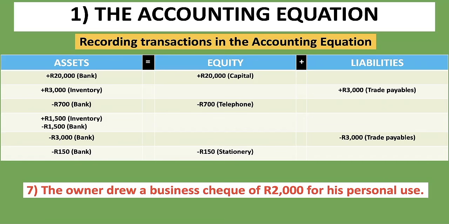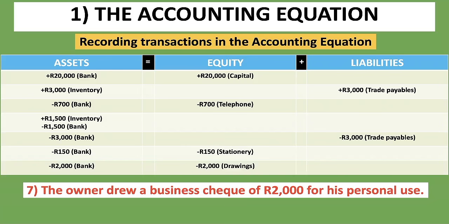Well, if you remember correctly what I mentioned, if it says the word personal use, that means we have drawings, and drawings is an equity account. So here's how it's going to look. Minus 2,000 Rand under assets for bank and minus 2,000 Rand under equity for drawings because it's reducing the equity of the business because the owner took something from the business, and in this case, it took money from the business. All right, let's look at the next one.